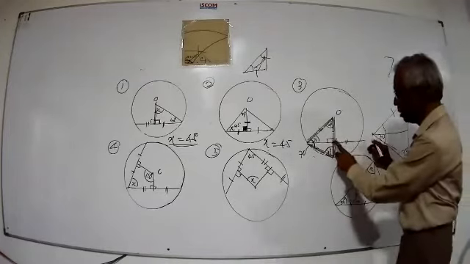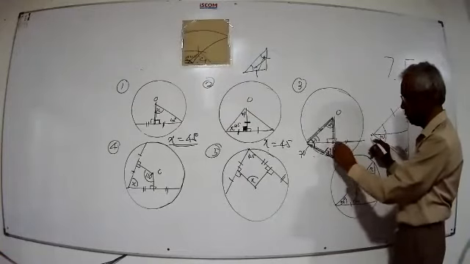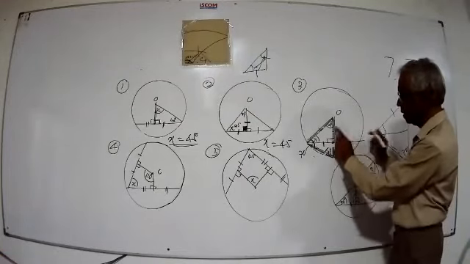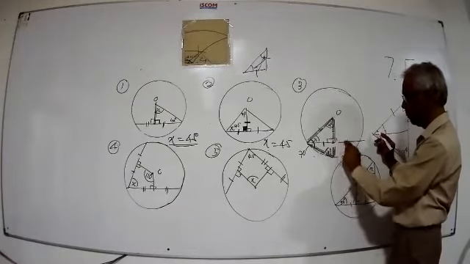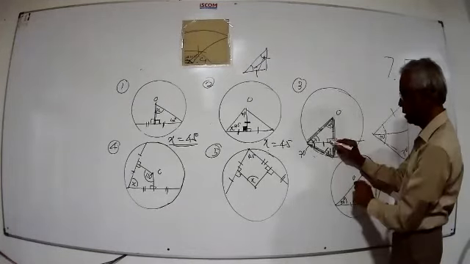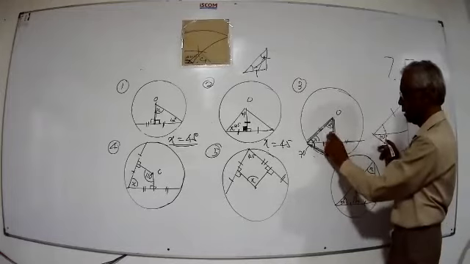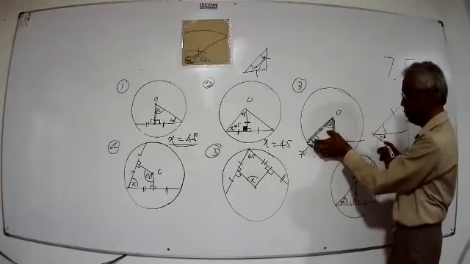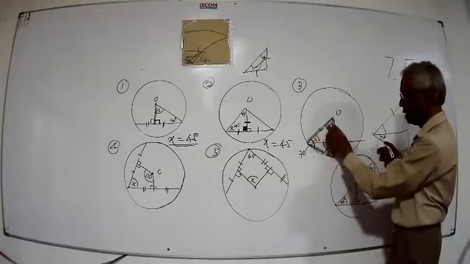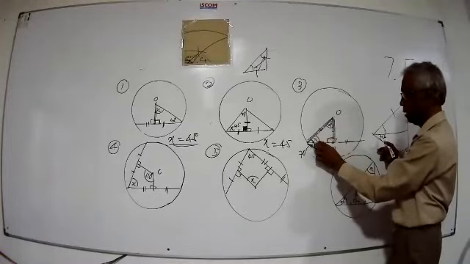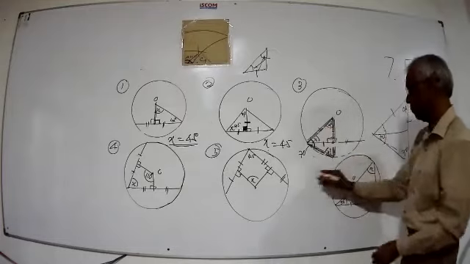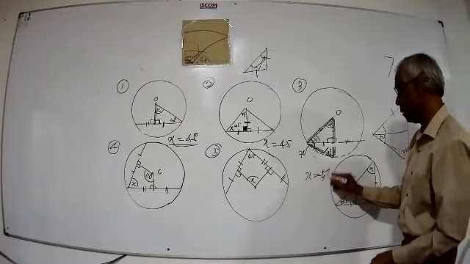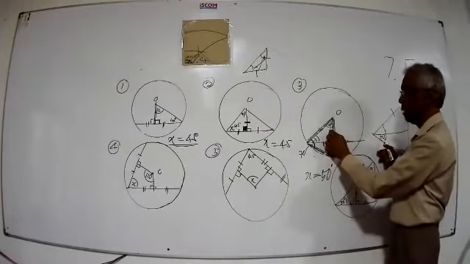This is 90 according to our theorem, because this is the midpoint, this is the center, and the line joining the center and the midpoint is perpendicular to this chord. Then this is 90. The sum of the three angles is 180, subtract 90, then 90, then from 90 subtract again 40, that gives 50.